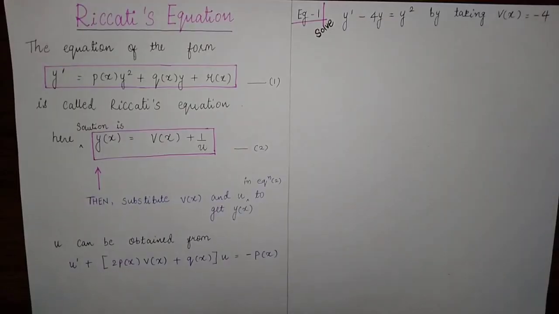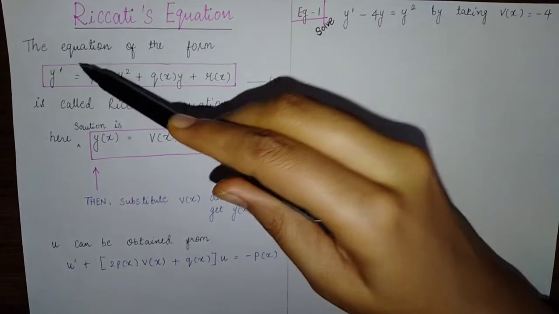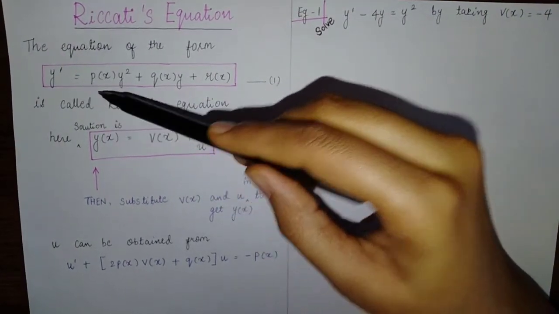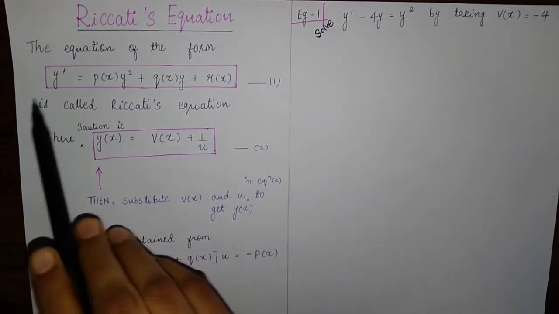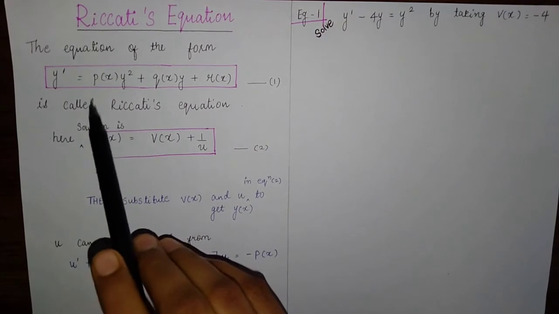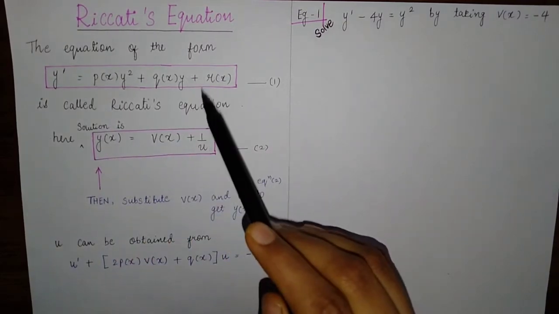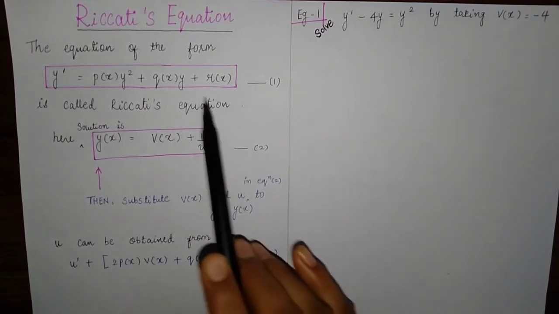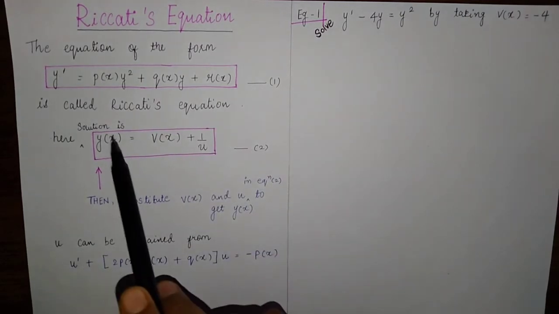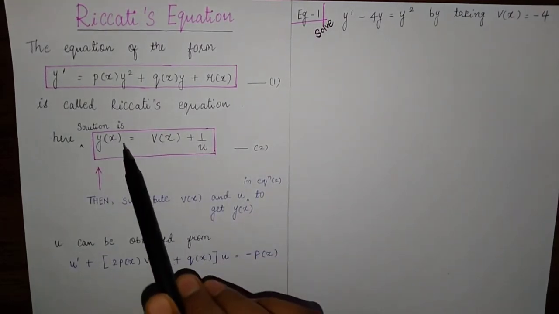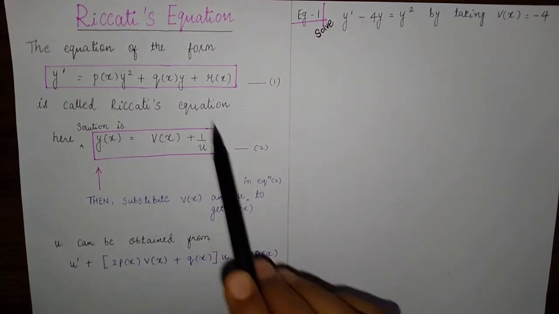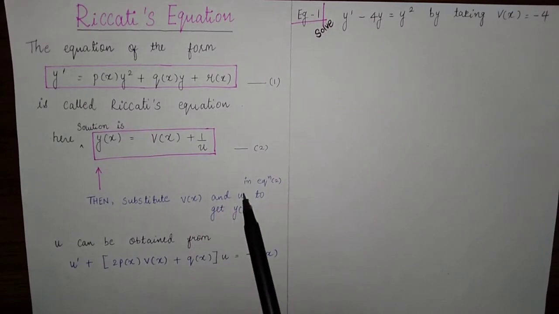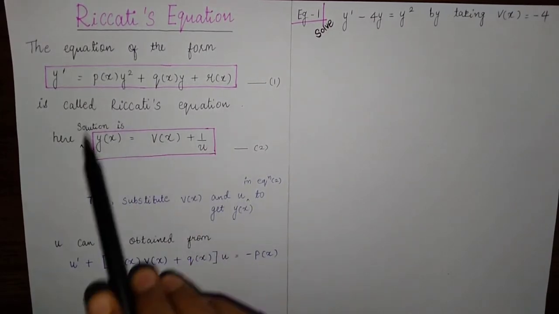Okay, so now Riccati's equation. Again here also you have to remember its form. Here the equation is of the form y dash equal to p(x) y square plus q(x) y plus r(x). And if the given equation is in this form, then this equation is called Riccati's equation. And here the final solution will be y(x) equal to v(x) plus 1 by u. But for getting the final solution, you have to substitute the values of v(x) and u. Then only you will get y(x).